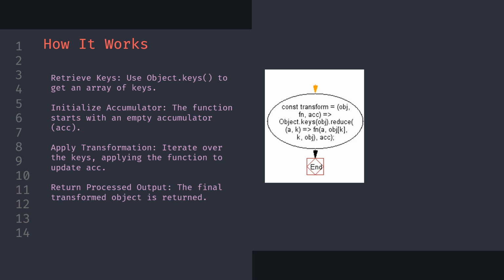We first extract keys, then use reduce to process each one. The function passed to reduce modifies the accumulator, which is then returned as the final transformed object.